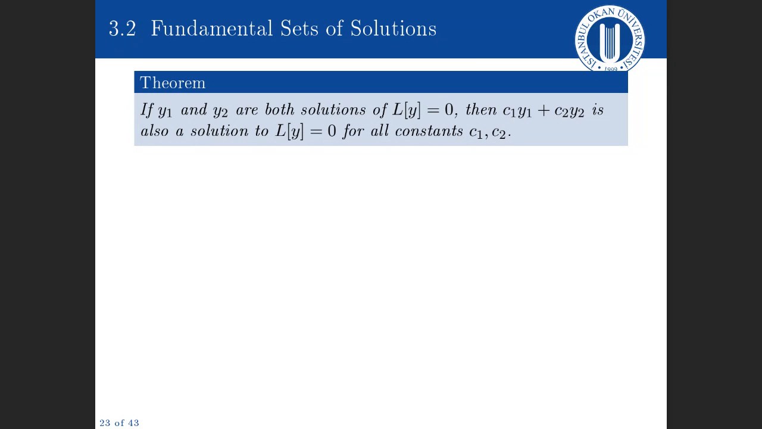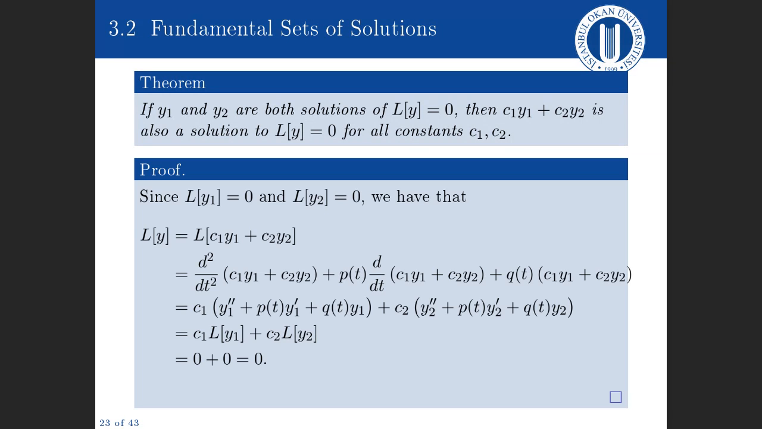So, we have a theorem. If we have two solutions to L of y is equal to 0, then a linear combination of these two solutions is also a solution to this differential equation. And I'm going to quickly show you the proof of this. It's very straightforward.